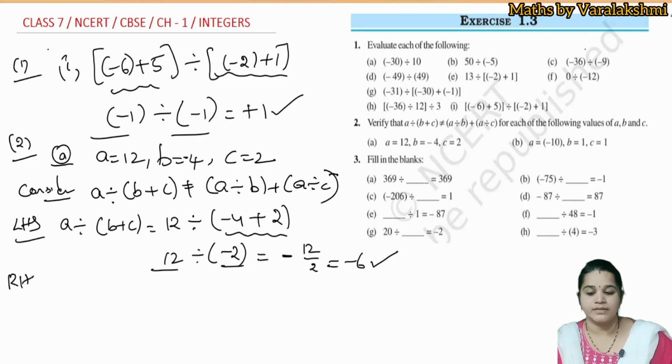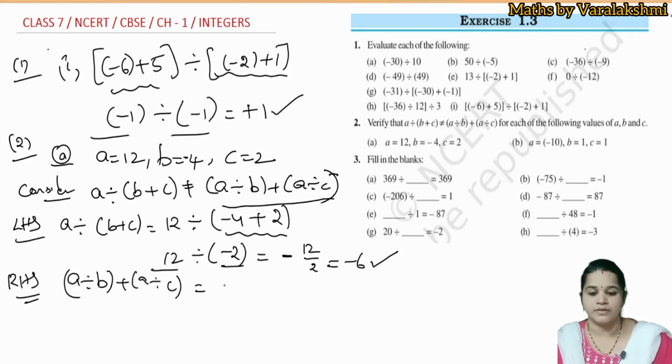Now we need to consider the right hand side of the equation, that is a divided by b plus a divided by c. Substituting the values, we get 12 divided by minus 4 plus 12 divided by 2. So it is a positive integer and a negative integer. On dividing, we get a negative integer only.